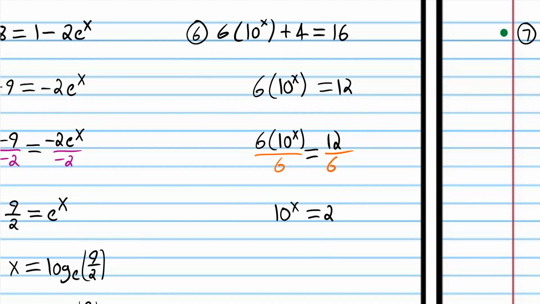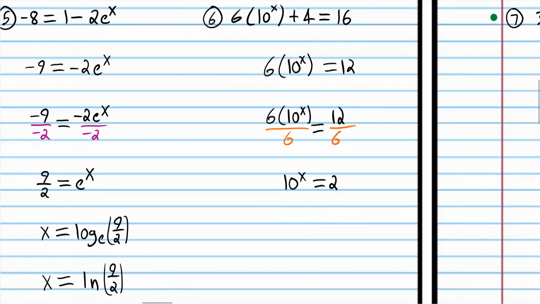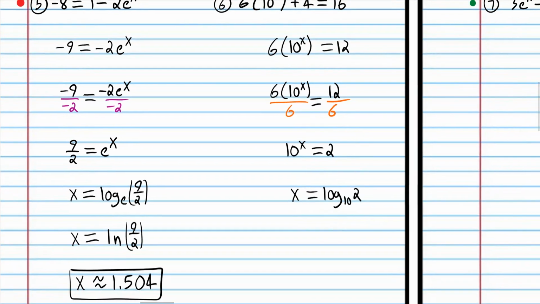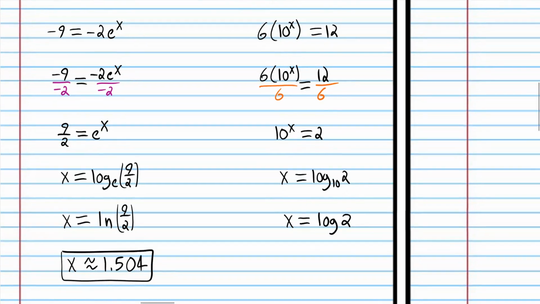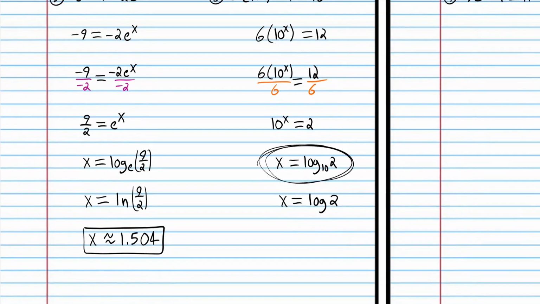And this is the crucial step where a lot of students get stuck. We just need to know what to tell the calculator. We're going to tell the calculator log base 10 of 2. But remember, if we have a base 10 logarithm, we don't write the 10, we just write log 2. So again, you can skip this step. I just wrote that so you know what log 2 means.